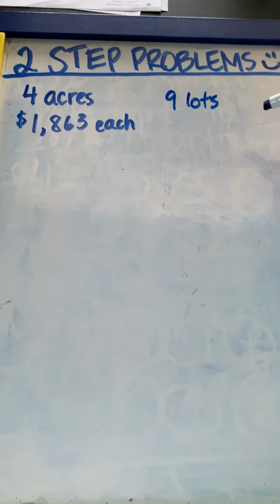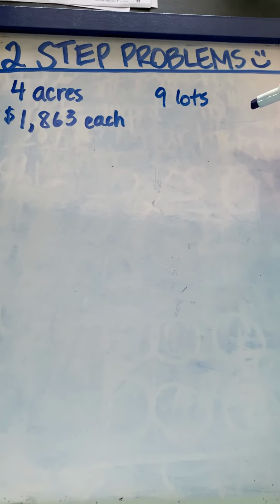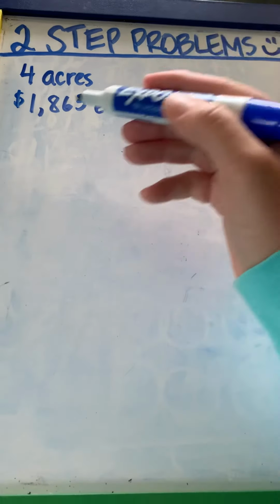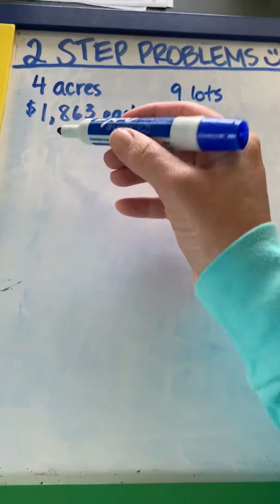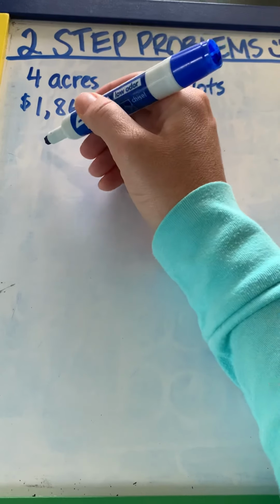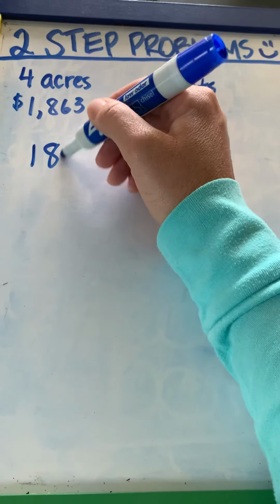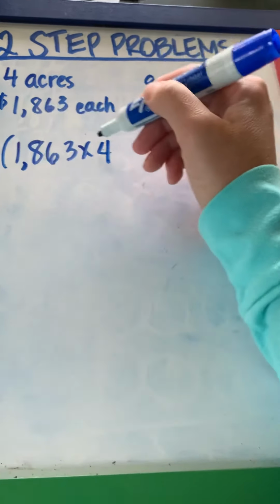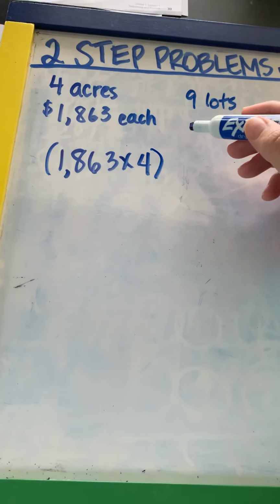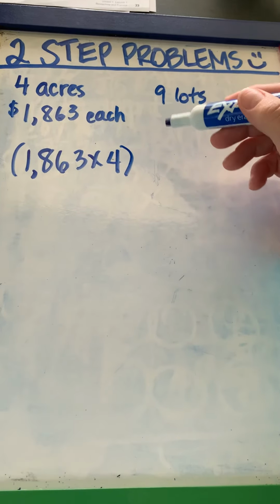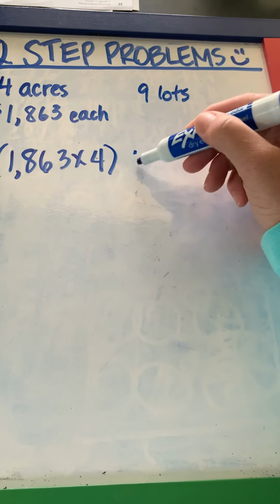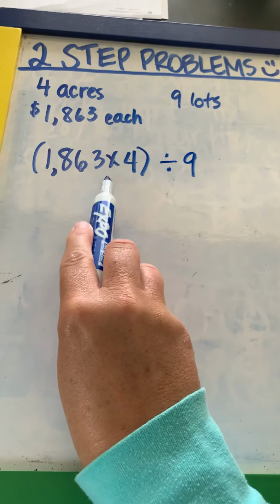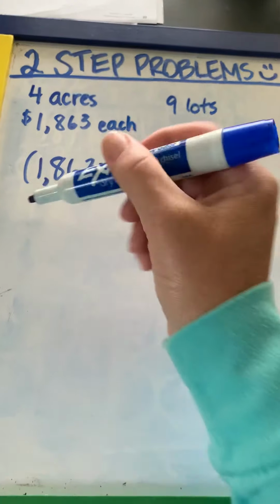So what we have to think about is, what operation would you do first? I would say do multiplication, because we have 4 acres and that amount per acre. So you would really want to say 1,863 times 4. And if that's what you're doing first, you'd put parentheses around that first, right? And then the second part was, how much should he sell each lot for? If you're splitting it into 9 lots, you would do this. So multiplication would be step 1, then this would be step 2. So let's solve.